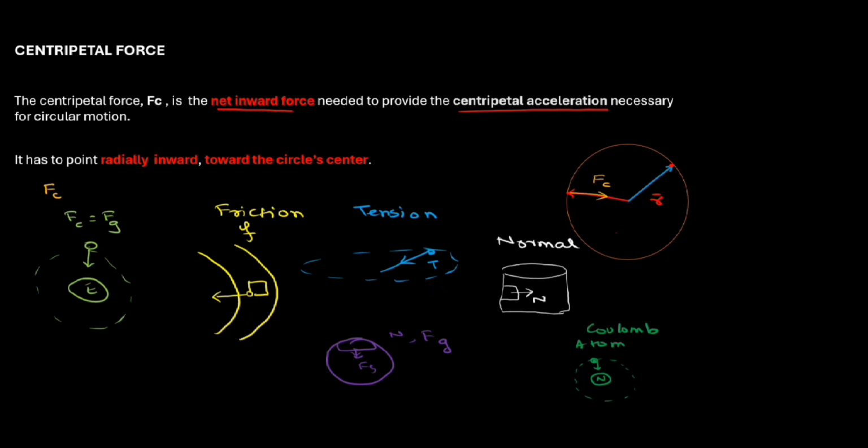Agents of centripetal force can be any one of these forces or combination of forces, all pointing towards the center. So it could be the gravitational force or the force of friction, the tension in the string, the normal force, the Coulomb force, or a combination of forces.